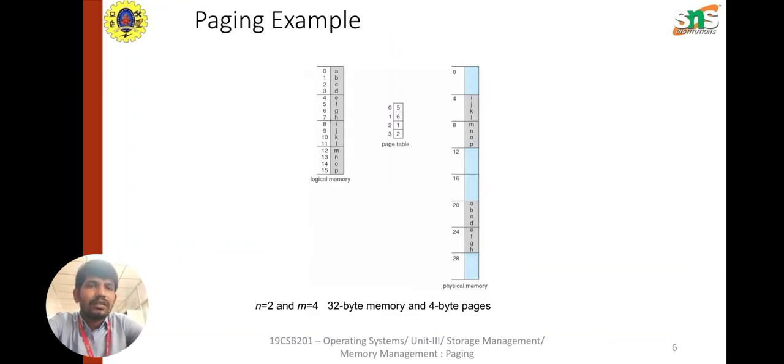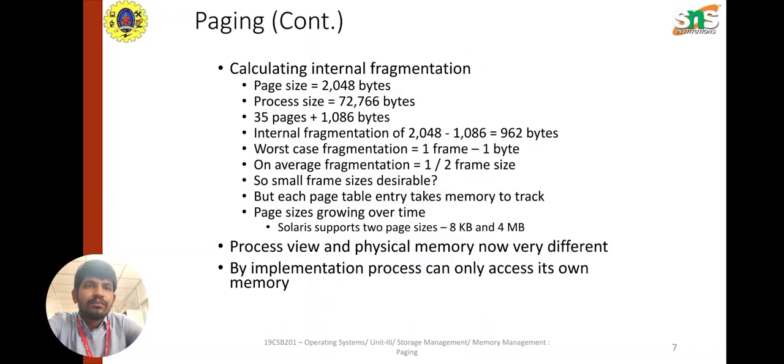Paging example. In this paging example we have used n equal to 2 and m equal to 4, that is a 32-byte memory and 4-byte pages. In logical memory we have the 0 to 15 bytes. In the page table we only assign the first 4 frames. In physical memory the frames are directly allocated based on the page numbers. Calculating internal fragmentation: we need the page size, the process size, and the page numbers. The process view and physical memory are now very different, because by implementation a process can only access its own memory.